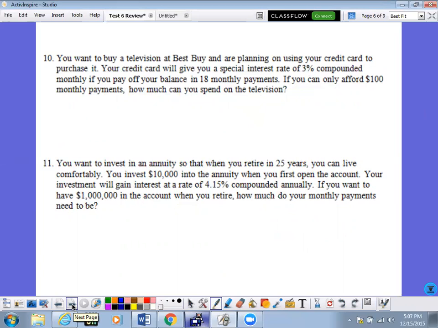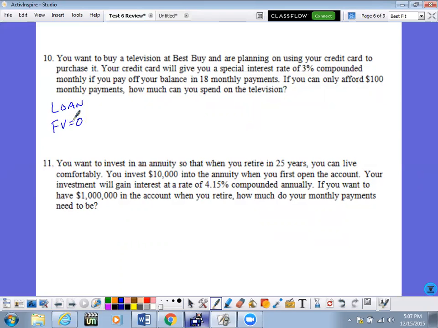All right, so number 10 says you want to buy a television at Best Buy and are planning on using a credit card to purchase it. Your credit card will give you a special interest rate of 3% compounded monthly. You pay off your balance in 18-month payments. If you can only afford $100 monthly payments, how much do you spend on the television? So it's a loan.